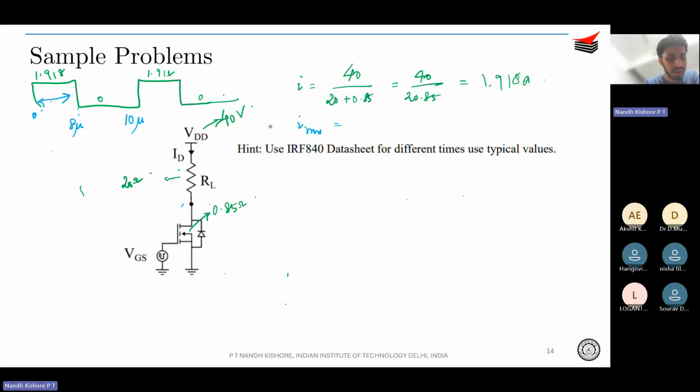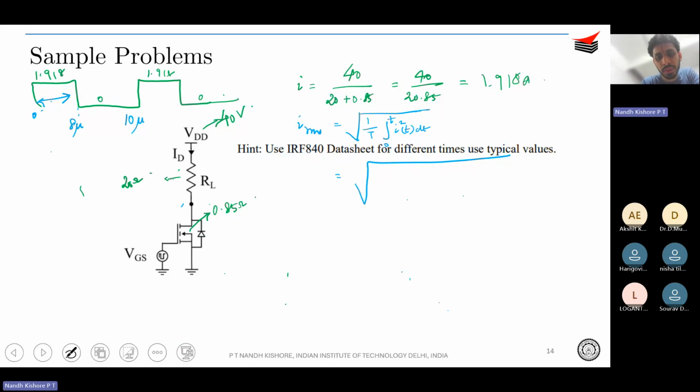So you can go through the basic definition. That is, your RMS current is actually root mean square, right? So root of 1 by T integral 0 to T i squared t dt. So what will be this value? Root over 1 by T, where T is the total time period, 1 by 10 micro, and then integral i squared dt. My I is a constant 1.918, so into 1.918 squared into the time, that is 8 micro.